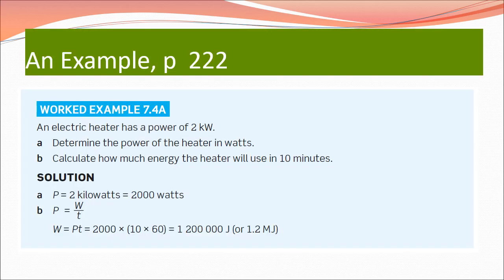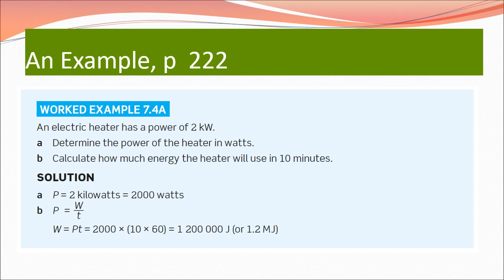So the worked examples from the text, page 222. An electric heater has power of 2 kilowatts. So the electrical heater is rated at 2 kilowatts. That means it draws 2,000 watts of power. Kilo is the prefix for 1,000, so it's 2,000 watts.